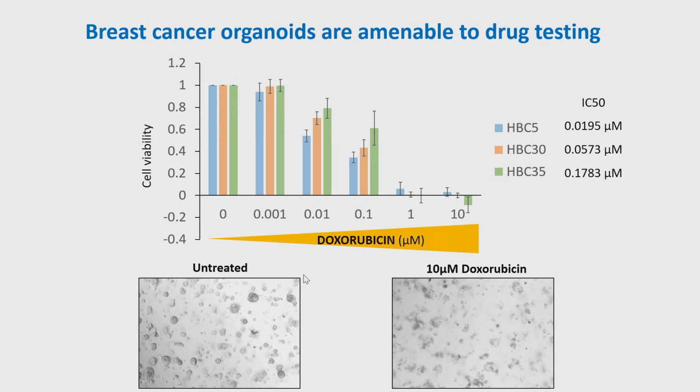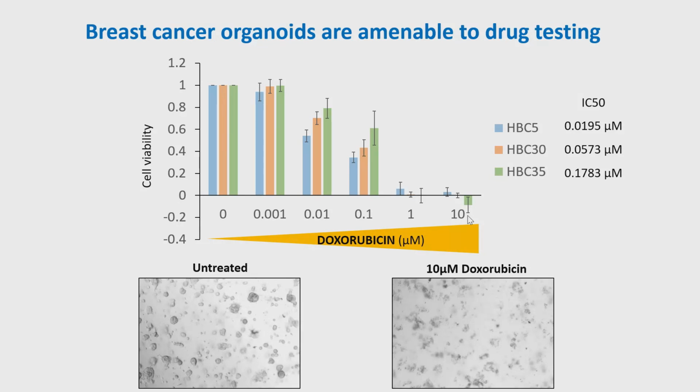We started by using organoids that were established from patient 5, 30, and 35. These 3 patients were diagnosed with advanced breast cancer and therefore were treated with doxorubicin. And we asked the question whether, first of all, we could perform drug testing on these organoids and whether we could identify differences between these organoid lines. Therefore, we plated these organoids into 96 well plates and exposed them to various concentrations of doxorubicin ranging from 0.001 to 10 micromolar. And we assessed cellular viability at the end of the experiment at day 6 using the PrestoBlue assay.